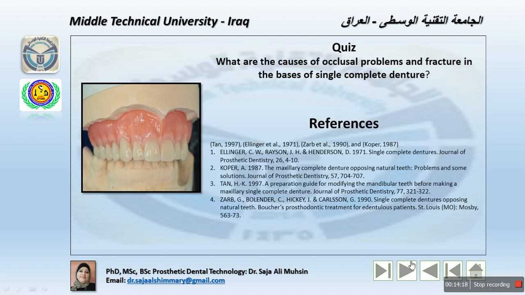The quiz for the next week will be: what are the causes of occlusal problems and fracture in the bases of single complete dentures?